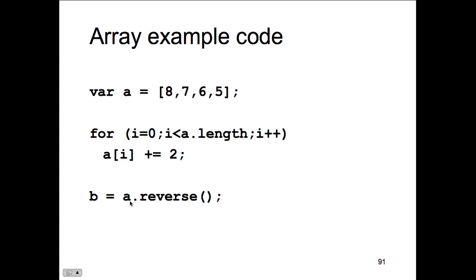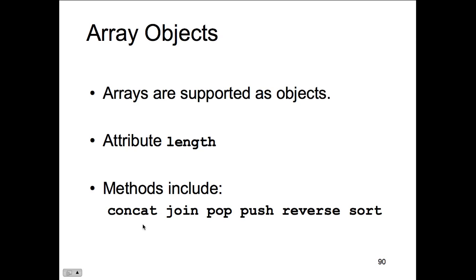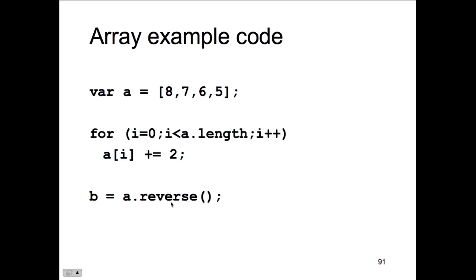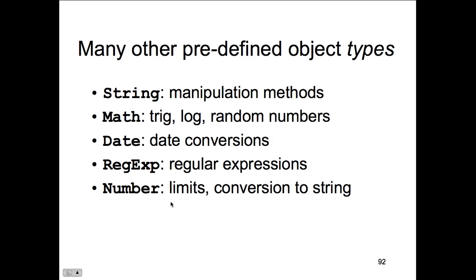And then we have B equal to A.reverse. This is just a short list actually. Concatenate: put one array with another array. Join, push, pop, reverse: treat it like a stack, treat it like a queue, reverse it, sort it. So this one's using reverse. It's going to turn around the order.